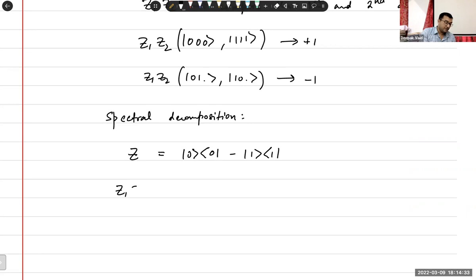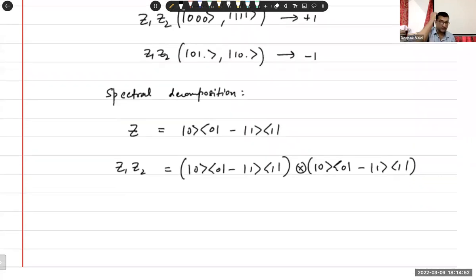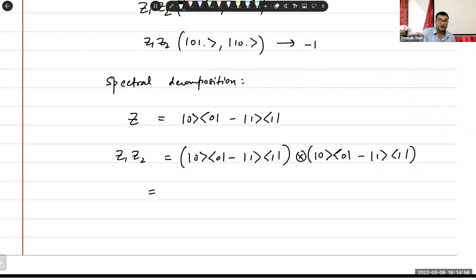So Z1 Z2, I can write as this only. And then tensor with it the same expression, but now acting on the second qubit. Okay, and I'm not putting those indices because that will take up too much space. So when you tensor all of this out, what will you get? You'll get 0, 0, 0, 0, right? So if you look at the first two terms, for instance, that will give you this 0, 0, 0, 0.